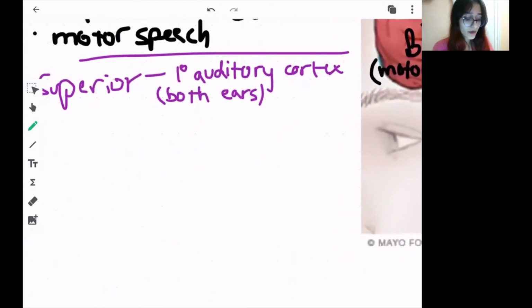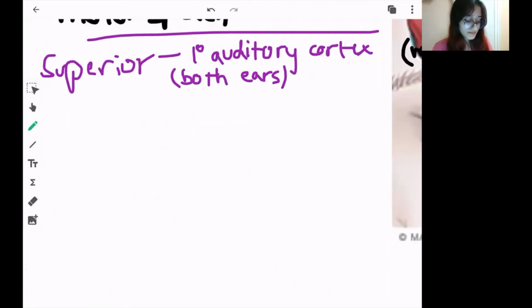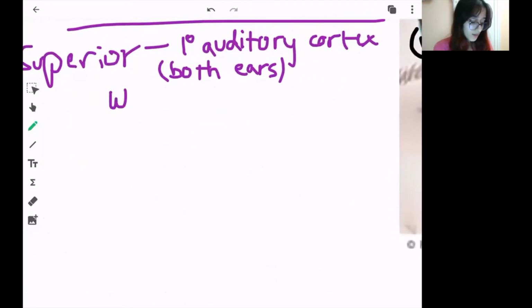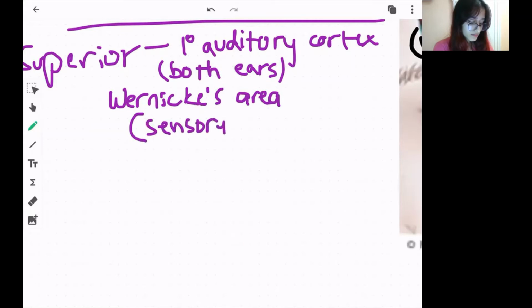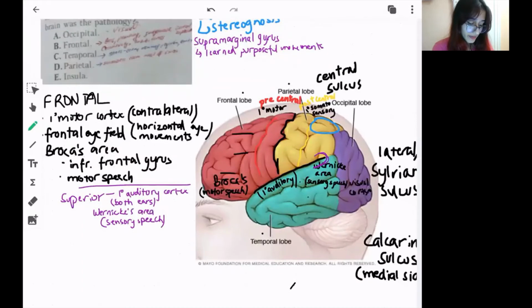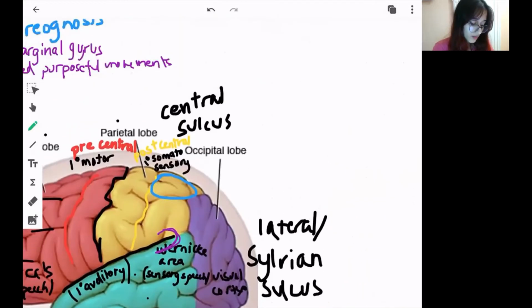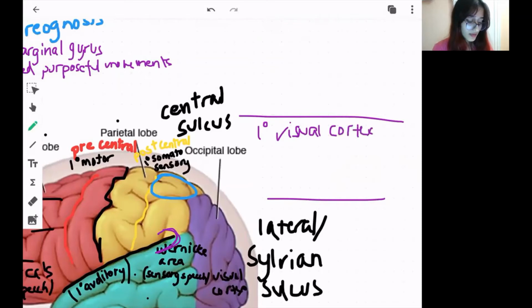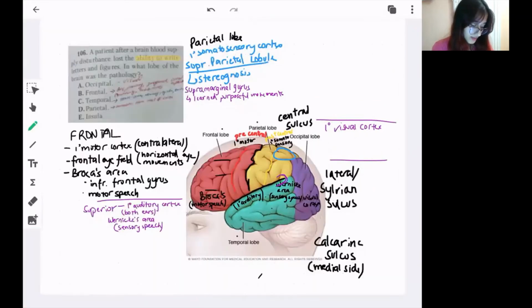And why is it important to know? I'll show you in a question. So what was here? Wernicke's area. Wernicke's area was for the sensory speech. Again, this was the occipital lobe. The occipital lobe basically has the primary visual cortex. So that was about this.